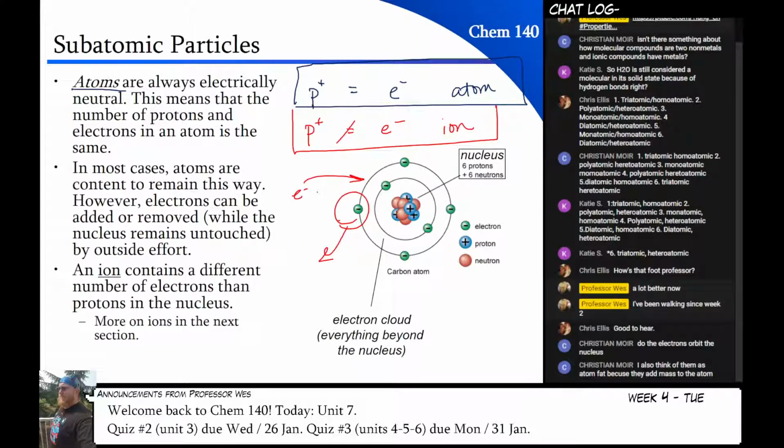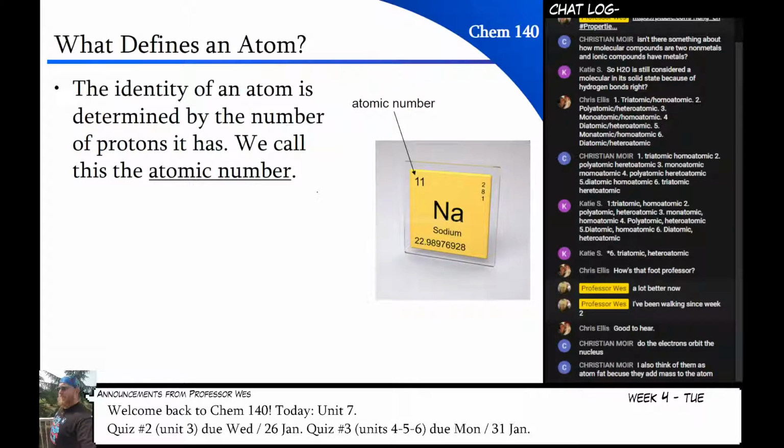Now, on the screen I have a carbon atom. The carbon atom is specifically identified as carbon based on a feature inside it, and that feature has to do with the atomic number. The atomic number is how many protons something has. If you have 11 protons, congratulations, sodium. If you have 6 protons, you're a carbon. If you have 10 protons, you are a neon, and so on.